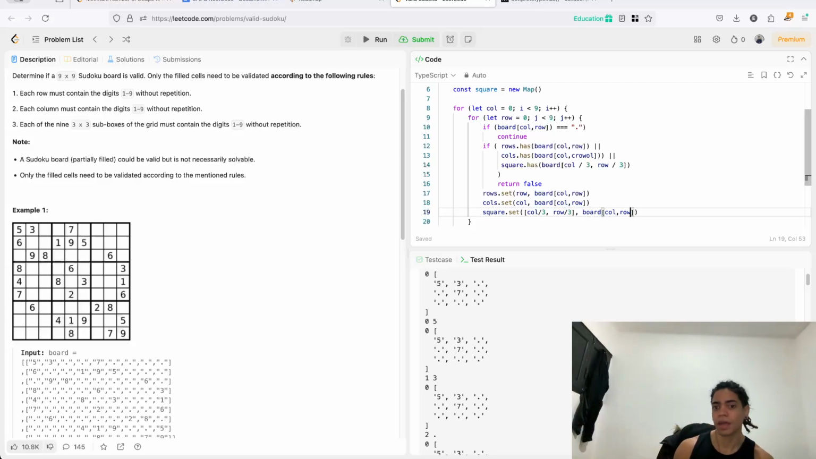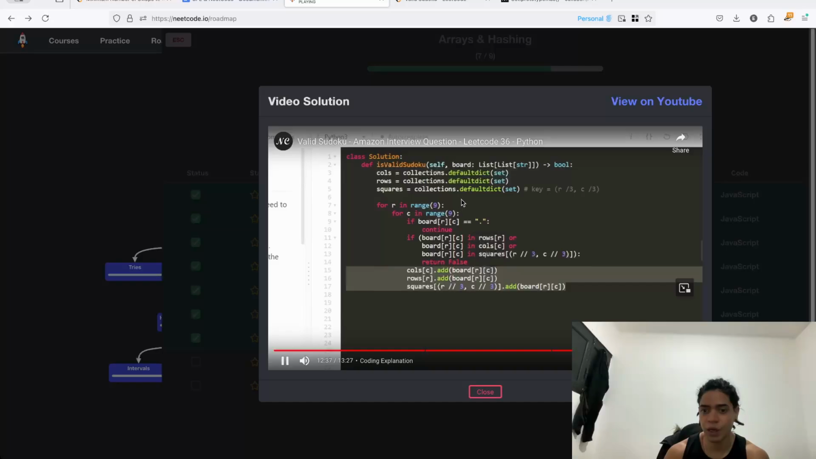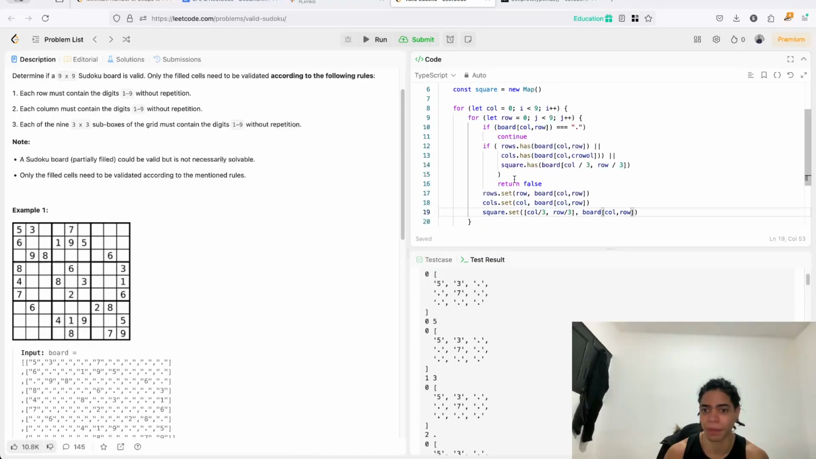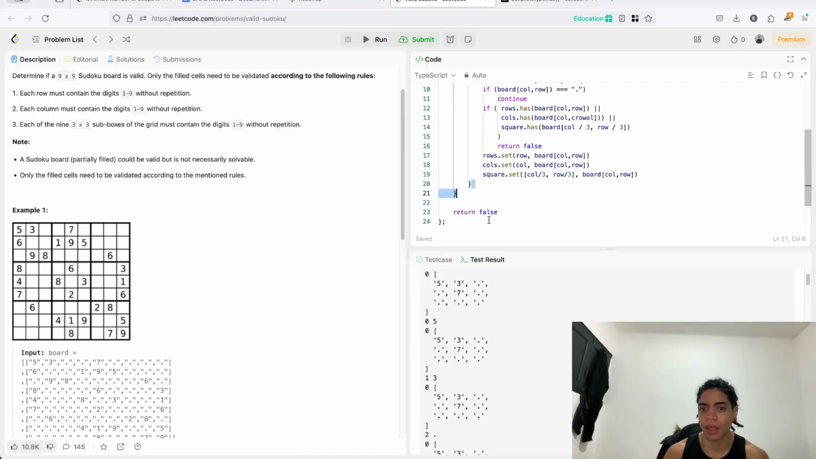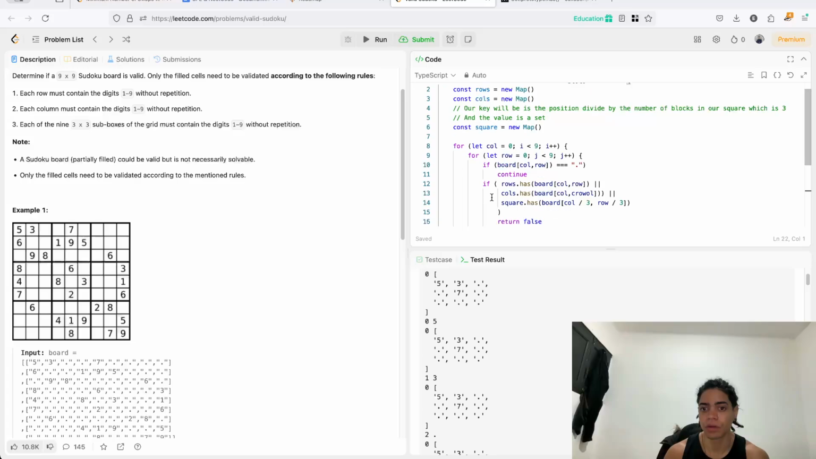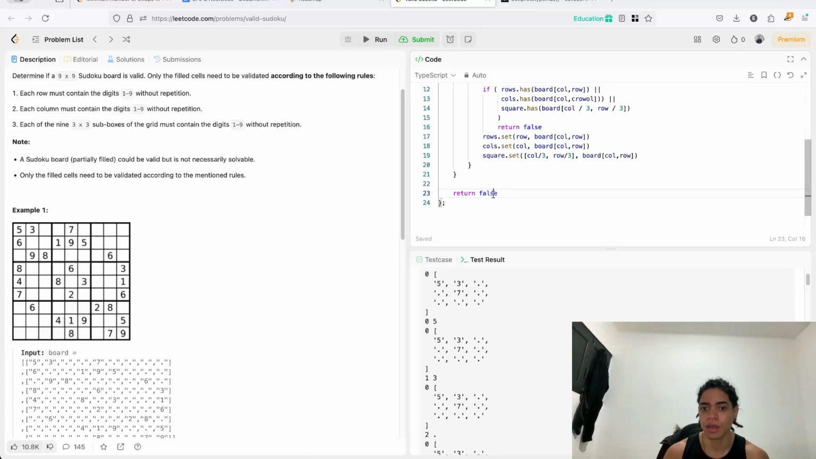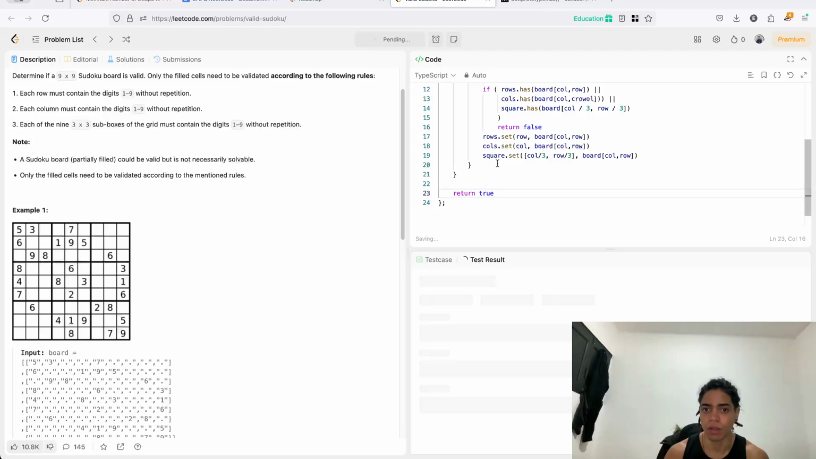All right, this is the column and row. If this is 0, 0, this value will be here. If this is 0, 0, it is this value here, and so on and so forth. And then if everything went well, we return true for that.